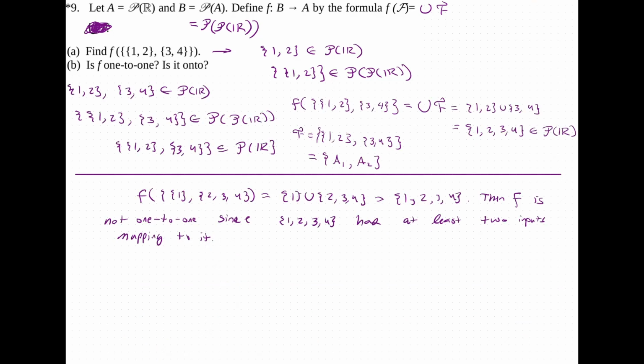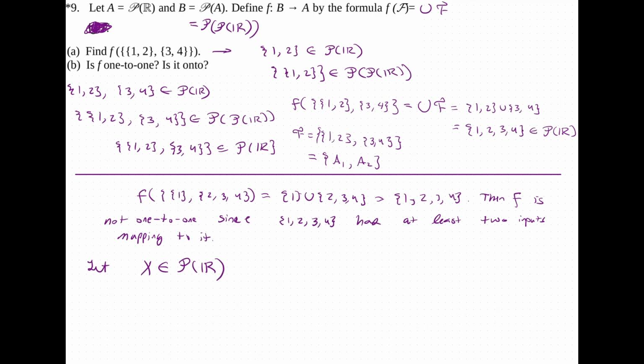So to see if it's onto, let us choose some set. Oh, A is already in use. Let's use capital X. So let's choose some capital X in the set of output, so in A. So X is in the power set of the real numbers. And what we want to do is find an element of B, so the power set of the power set of the reals, that maps to X. Now, at first glance, this seems like quite a task because the power set of the power set of the reals is immense. But all we have to do is find one thing that maps to it.